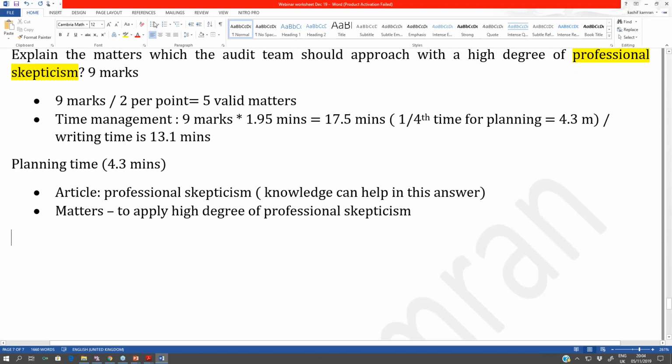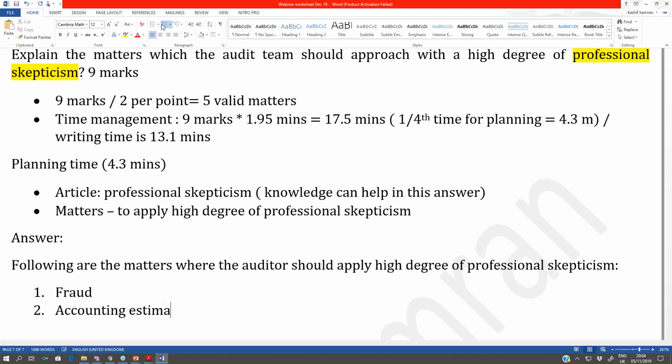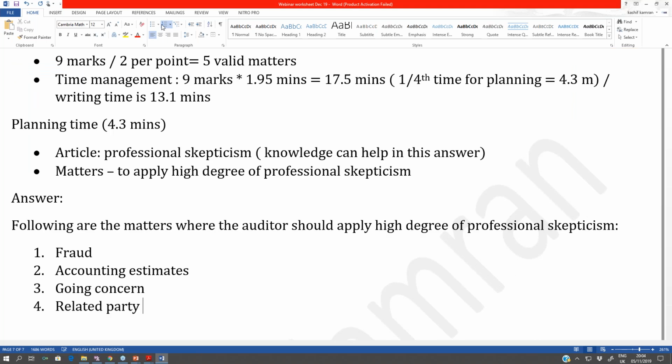And I go to the exam hall with rote learning, and I'll write my answer like this. Following are the matters where the auditor should apply high degree of professional skepticism. And you apply the rote learned list given by the examiner. Number 1, fraud. Number 2, accounting estimates. Number 3, going concern. Number 4, related party transactions. And number 5, compliance with laws and regulations. And you come happily out of the exam hall thinking that you've done justice with the answer.